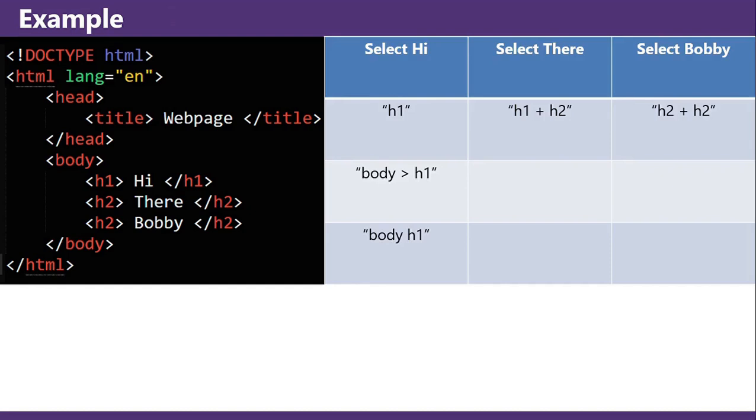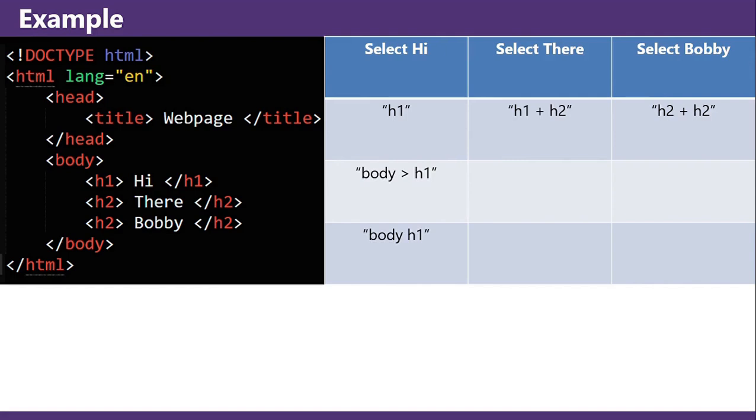Example. This is an HTML web page with a head, a body, an H1 and H2, and another H2. If you want to select the Hi in the first H1, you could do just the element selector H1, or you could do body descendant selector H1, because H1 is a direct descendant of body, or you could do body general descendant H1, because H1 is also a general descendant of body.